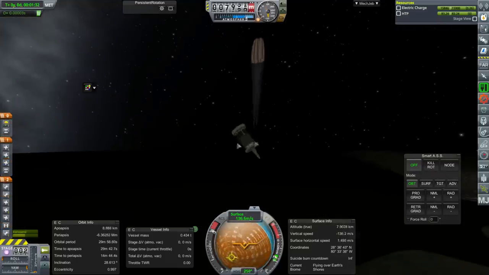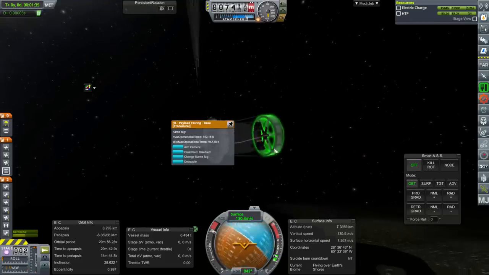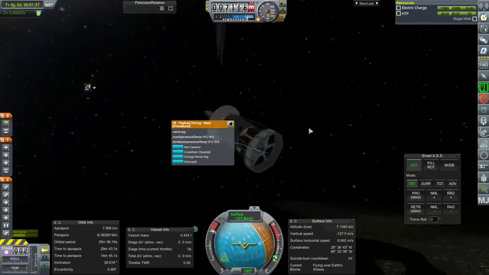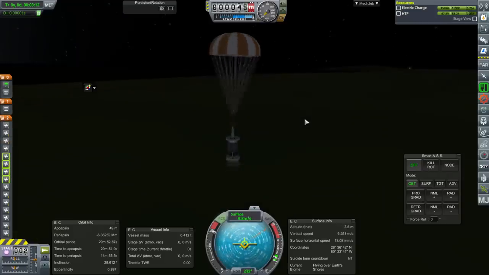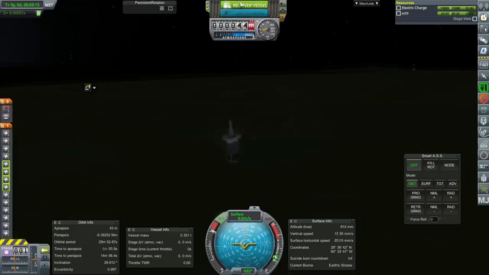I don't know whether they can bring all of this back down or whether we need to dump some more mass. Oop, I think we lost a little fairing base there. The recover vessel.